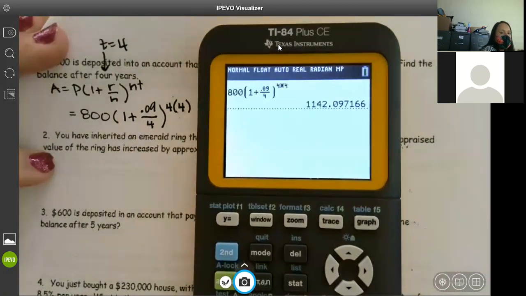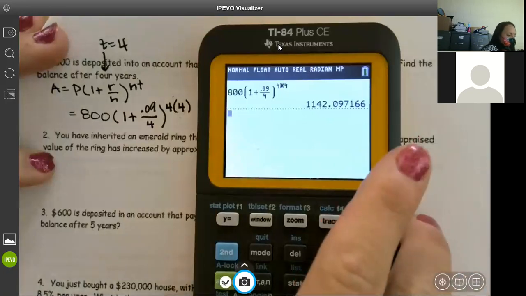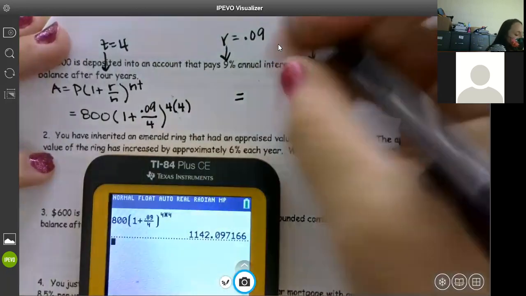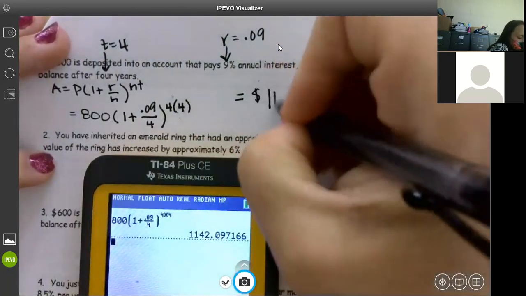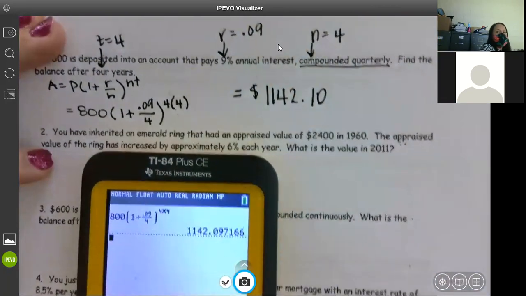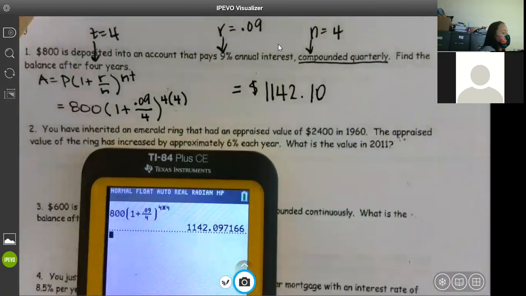When we hit enter, what do we get? And we're talking about money, right? So let's round like money. 1,142.10. That's it. So we're literally just plugging in the formula. Does it get harder? Yes, because if they give you the A and they don't give you something else, you have to solve for that. So that's as hard as it gets. So we plug in, solve for whatever we need to. Look at your next one.